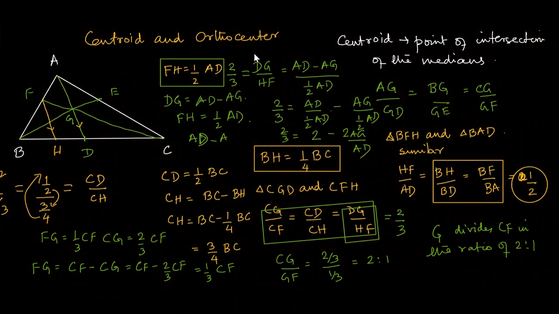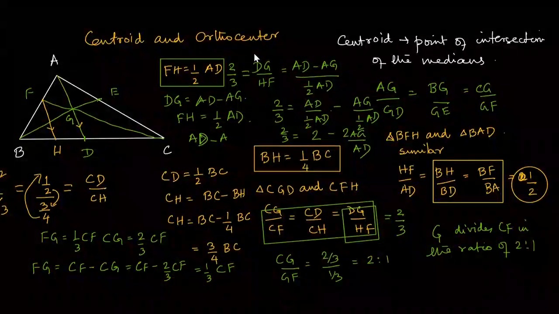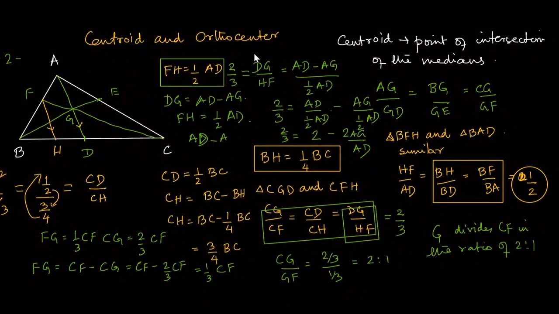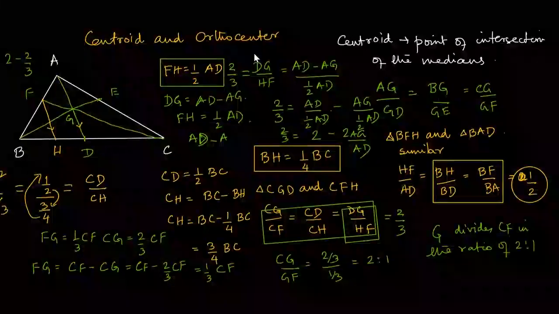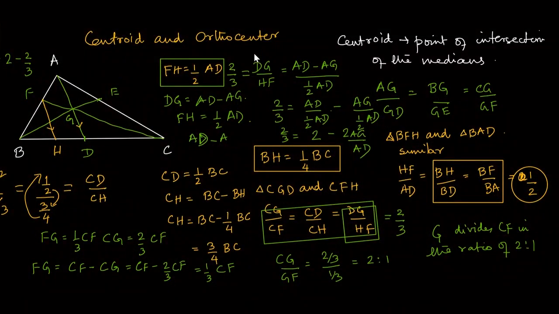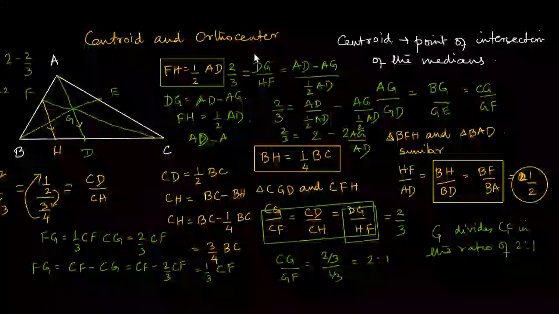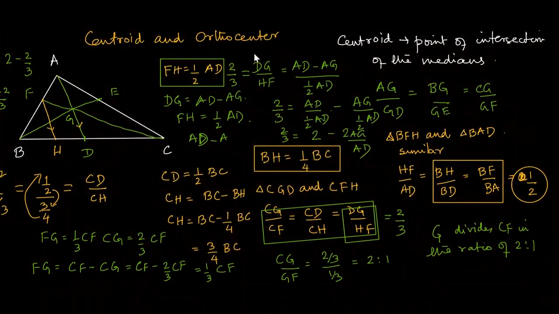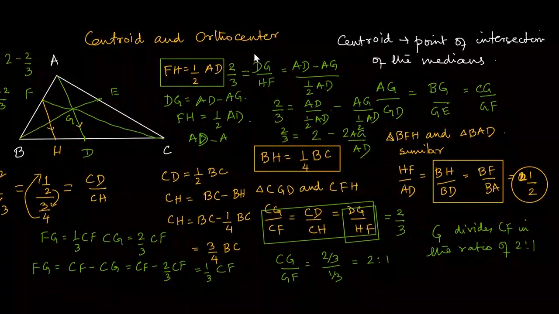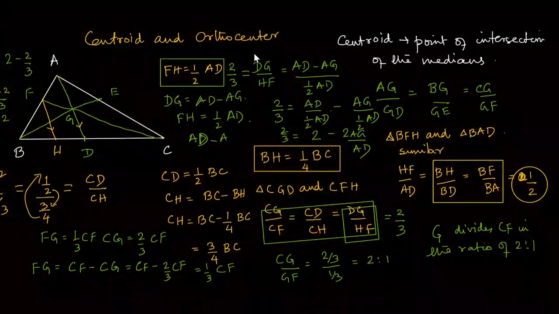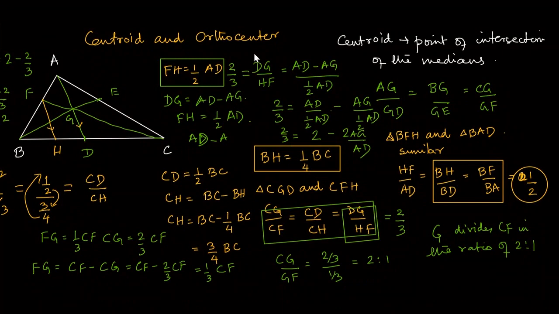So then I can write this as 2 AG by AD is equal to 2 minus 2 by 3, right? So that is nothing but 6 minus 2 by 3, which is 4 by 3, right? And I can cancel this and I get 2 by 3. So AG by AD is 2 by 3, right?